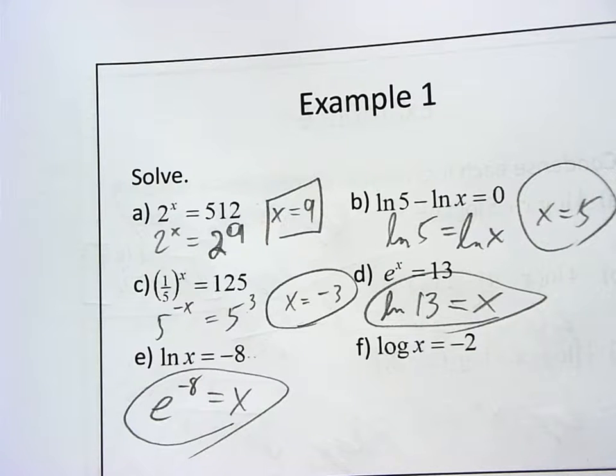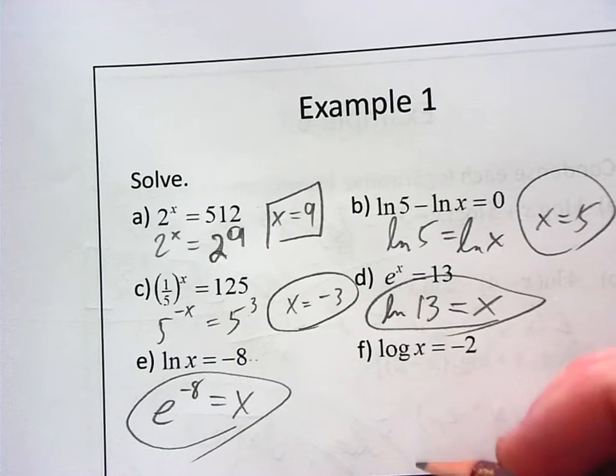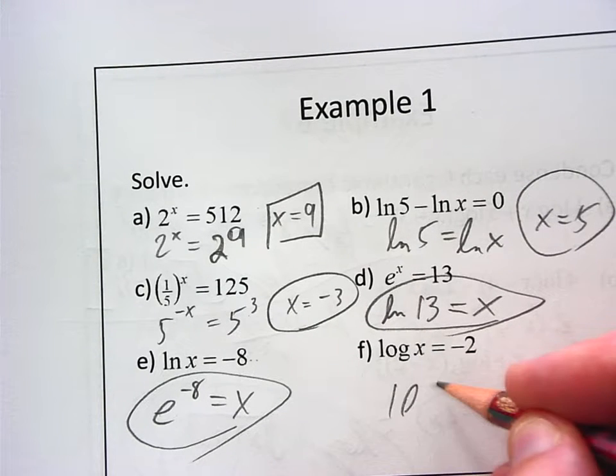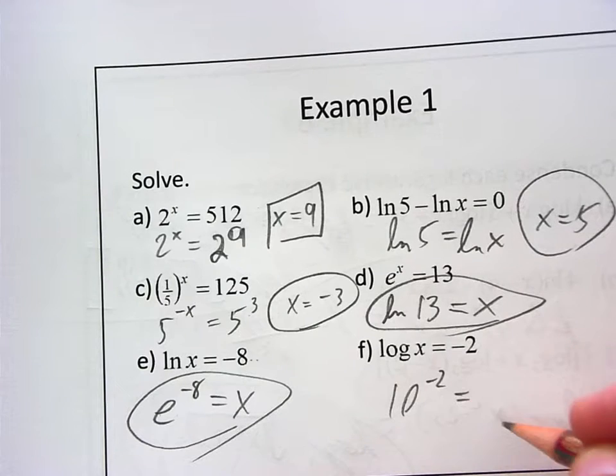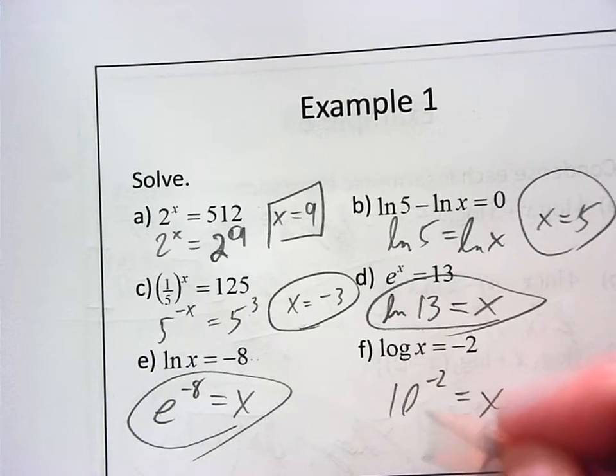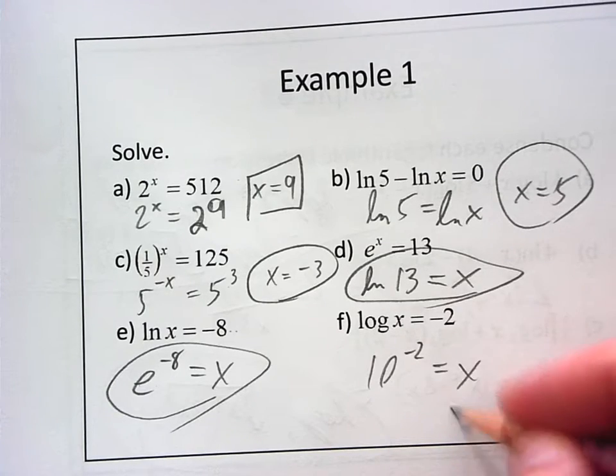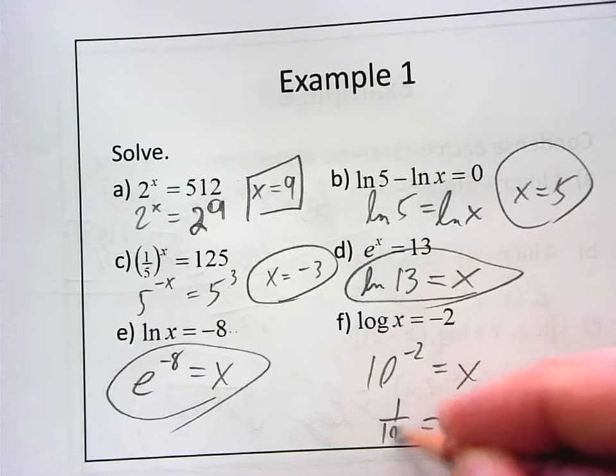For the next one, what form are we in? Change it to exponential. What's your base? Raised to the equals. Now that one I would change. 10 to the negative second is the same as what fraction? 1 over 100.